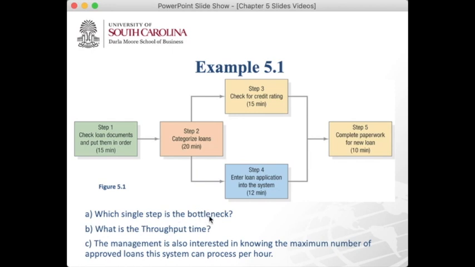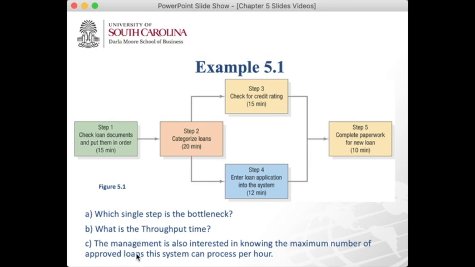So we just saw in the previous video the concept of a bottleneck. What is the throughput time? Throughput time is a new concept for us. Throughput time is the time between the beginning of the process and the end of the process. How long does it take if I put an application here, it goes through this step, goes through those two at the same time, and then goes to this one? How long does it take from the beginning until the end?